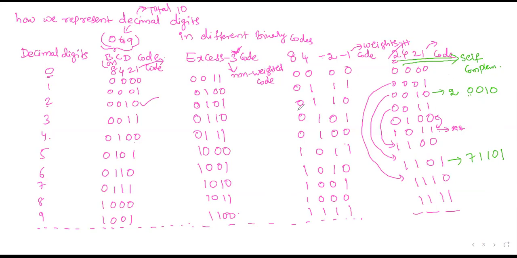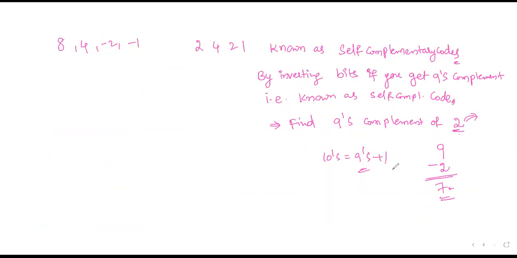Similarly, see here, 2 is nothing but 0110, and 7 is nothing but 1000. By inverting the bits, 0 to 1, 1 to 0, 1 to 0, 0 to 1, you will get the 9's complement of the given number. So, if you get the 9's complement of the given number by inverting bits, that is, changing zeros to ones and ones to zeros, it is known as a self-complementary code.